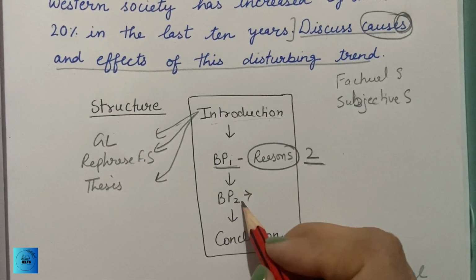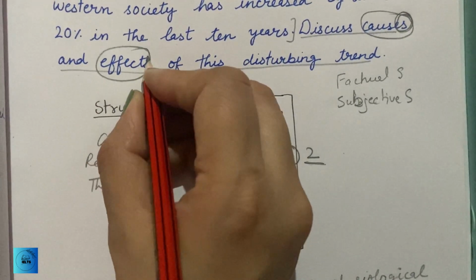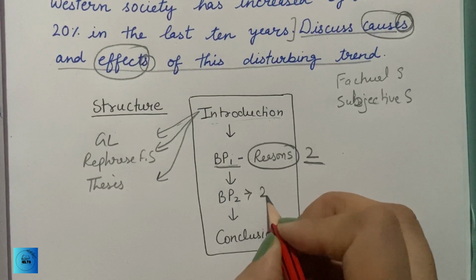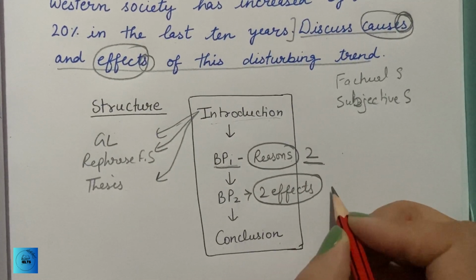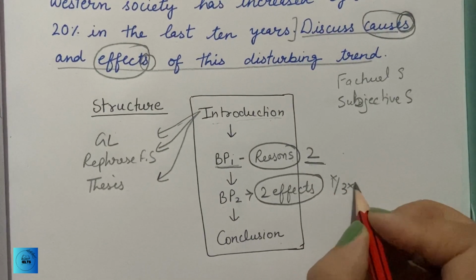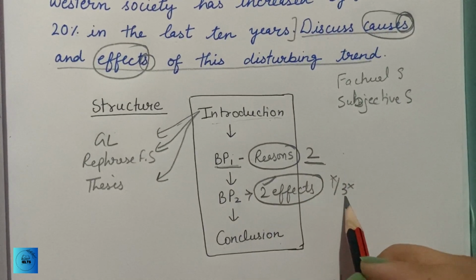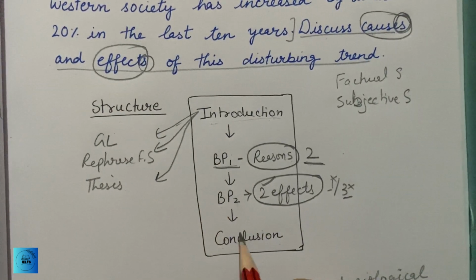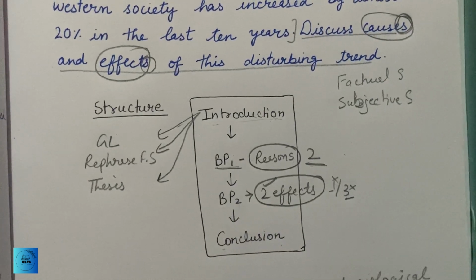Second, in body paragraph 2, they have asked about effects. This is also plural, so I will write about 2 effects. Same reason why I am not writing 1 effect or 3 effects, I will write 2 effects. Why? Because 3 will be lengthy and 1 will not fulfil the requirement of the question. And then of course at the end of the essay there will be a conclusion.